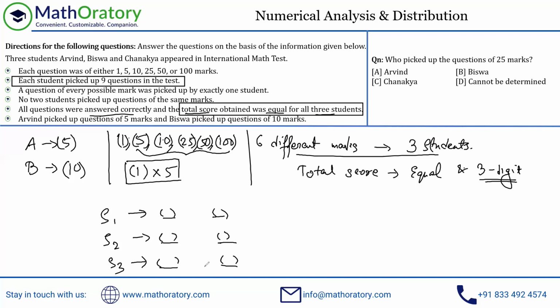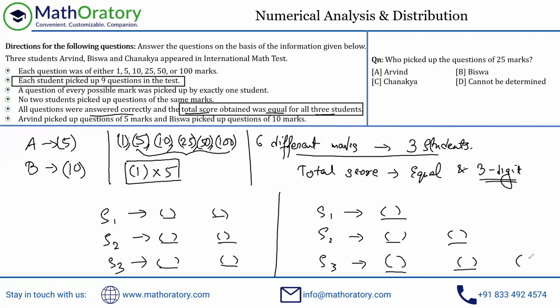This is, broadly speaking, one case. Another case is that one of the students picks up only 1 type of marks, student 2 picks up 2 different types of marks, and student 3 picks up 3 different types of marks, because there are 6 different types of marks out here, right? To be picked up by 3 students. So these are, broadly speaking, the 2 cases that we are looking for.